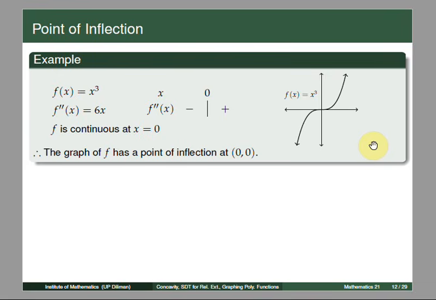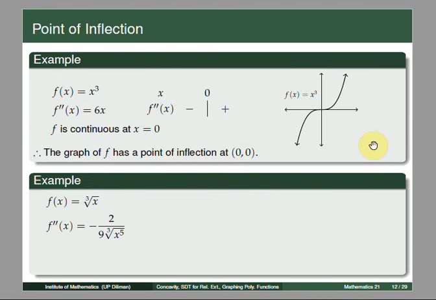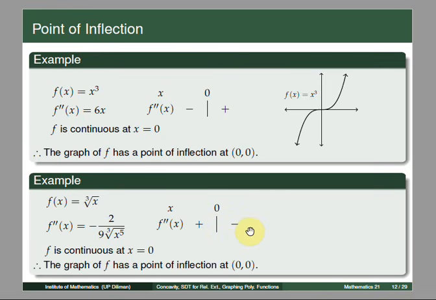Now on to our second example, the cube root of x. f double prime of x is this one. Our table of signs for this second derivative is the following. Again, we take note that f is continuous at 0, and there is a change again in the concavity of our function. So concave up to concave down, and therefore the graph of f has a point of inflection at (0, 0), as we see in this graph of the cube root of x.